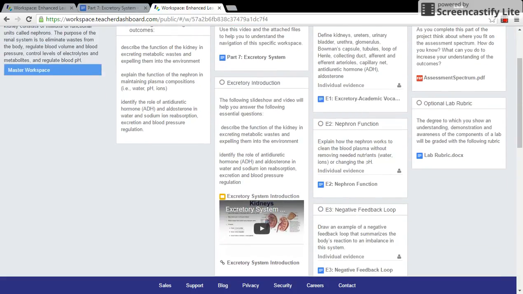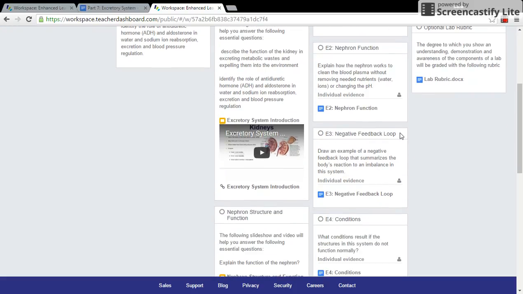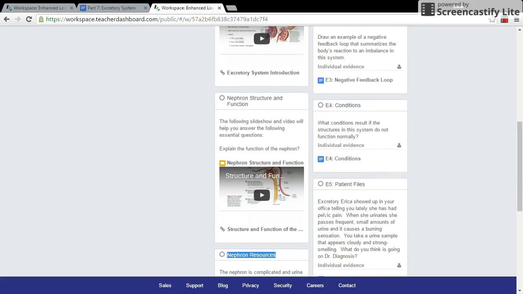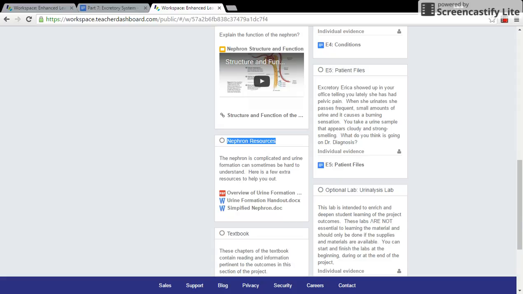You'll note, like I said, there's only 4 pieces of evidence that have to be collected. The nephron function, then there's the negative feedback loop, the conditions, always coming back, and then those patient files, and it's excretory Erica that you've met in this file.